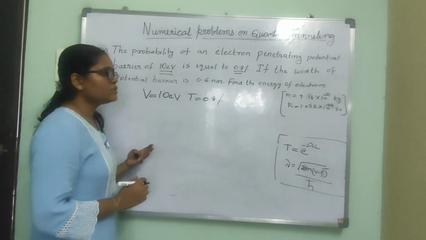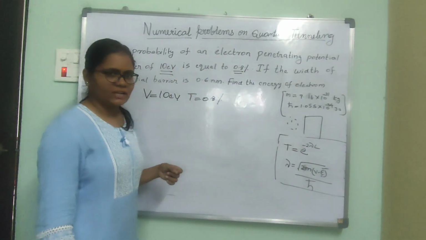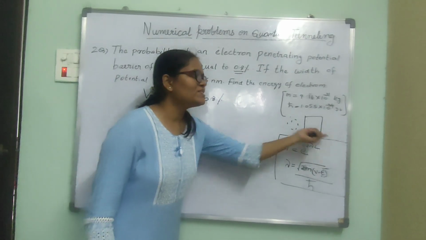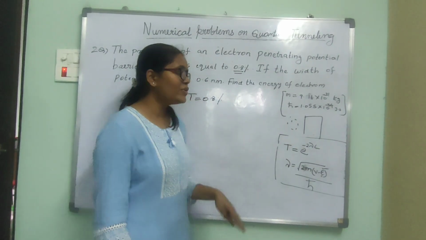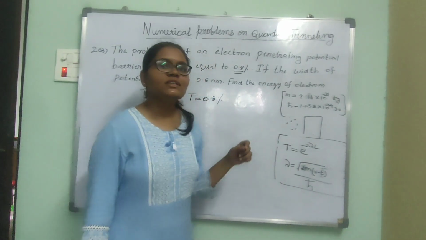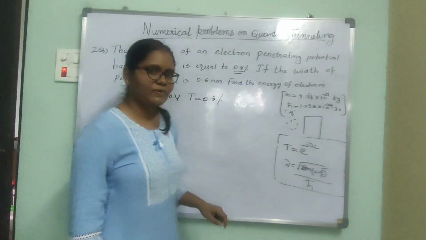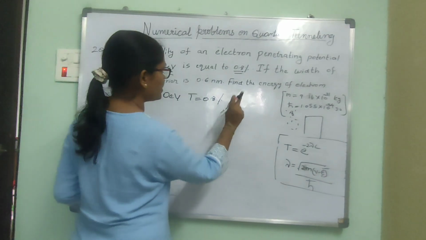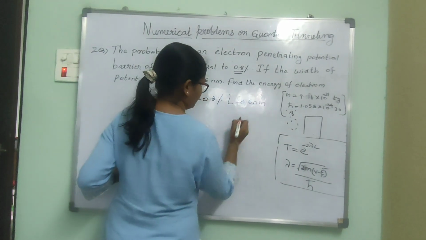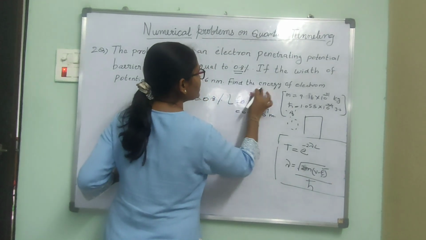It means that if 100 electrons encounter this potential energy barrier, then there is a chance that only 0.8 electron will pass through the potential energy barrier. Or you can put it this way, if 1000 electrons encounter this potential energy barrier, then there is a chance that only 8 electrons will pass through. So T is 0.8% and the width is given as 0.6 nanometers, which would be 0.6 × 10^-9 meters. Find the energy of the electron.